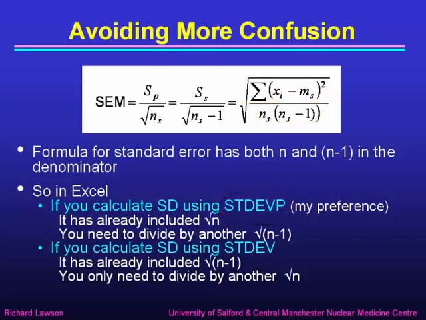On the other hand, if you calculate the standard deviation using STDEV, it's already included a root n minus 1 because it tries to give an estimate of the population standard deviation based on the sample. So to get the standard error of the mean, you only need to divide by another root n, because it's put in the root n minus 1 for you. So as long as you have a root n and a root n minus 1, then you can calculate the standard error of the mean by either route.